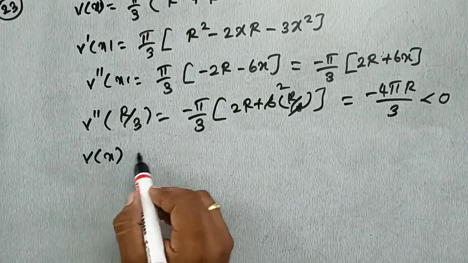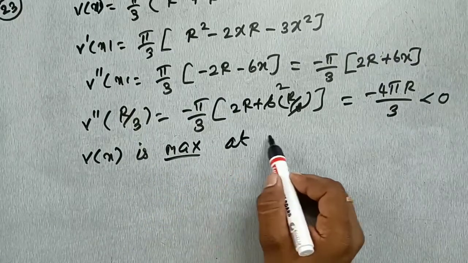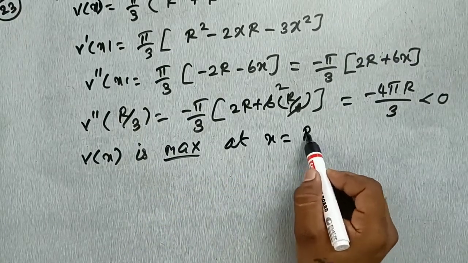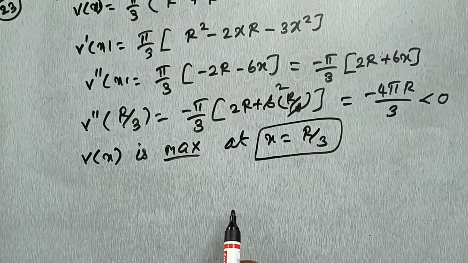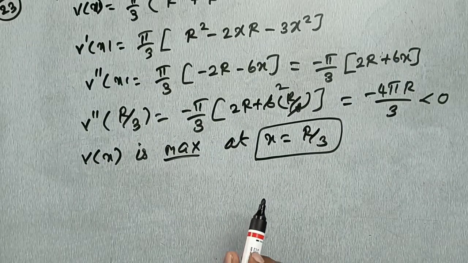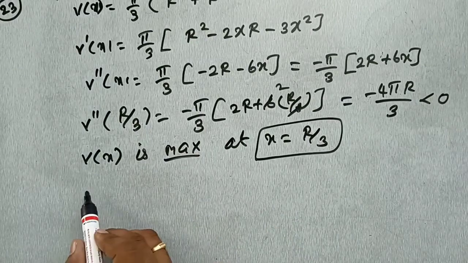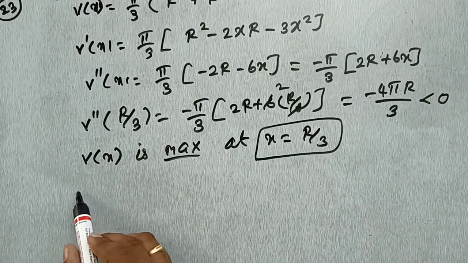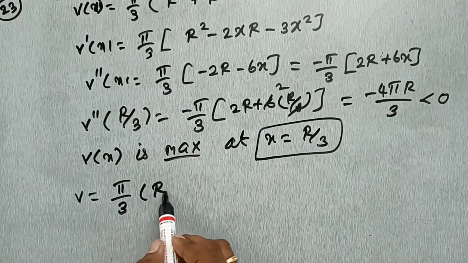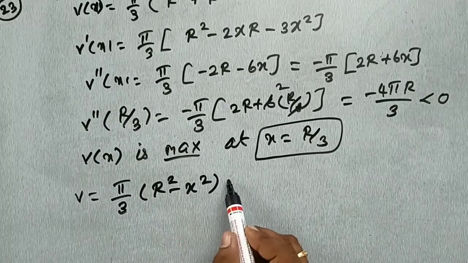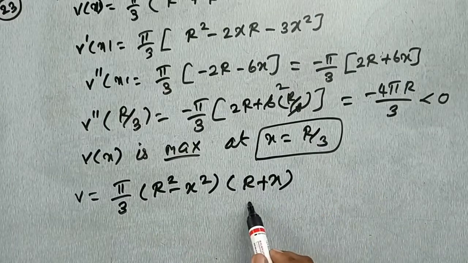We can say that V of x is maximum at x equal to r by 3. So with x equal to r by 3, I need to show that the volume of the cone equals 8 by 27 times the volume of the sphere. What is the volume of the cone? Volume of cone we have already written. So V equal to pi by 3 into r square minus x square into r plus x. I need to substitute the value of x here.